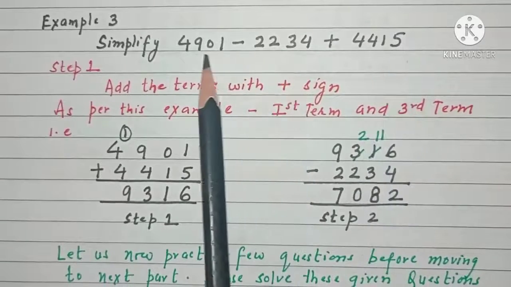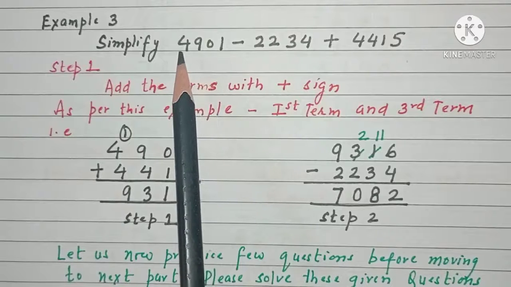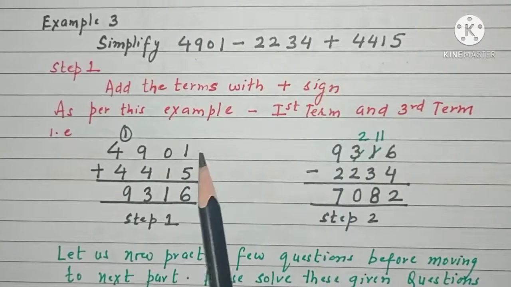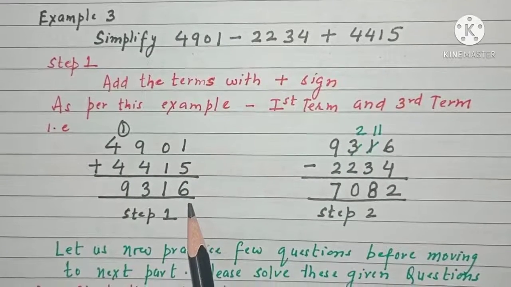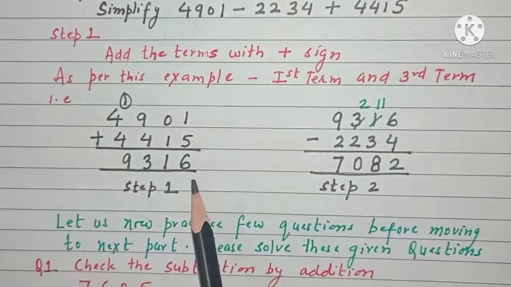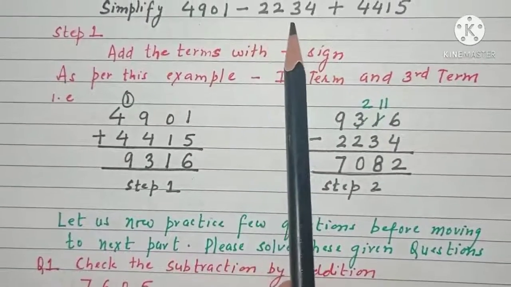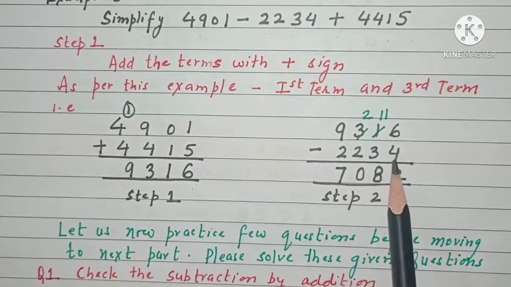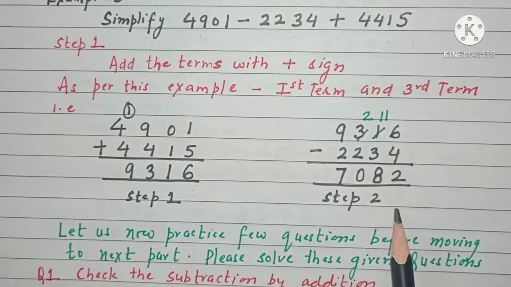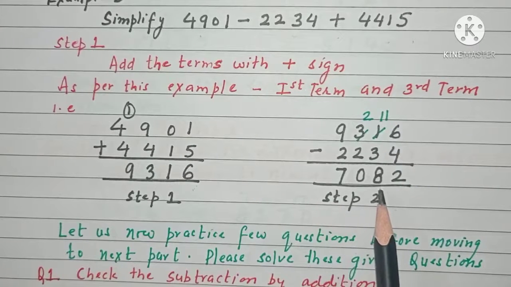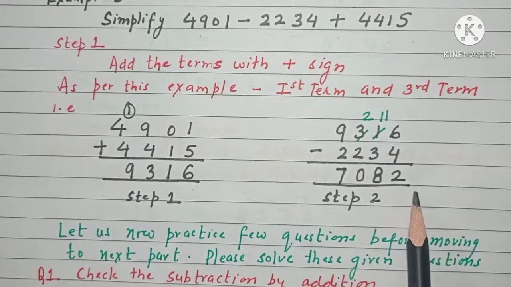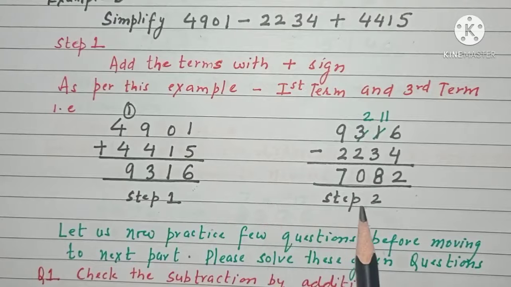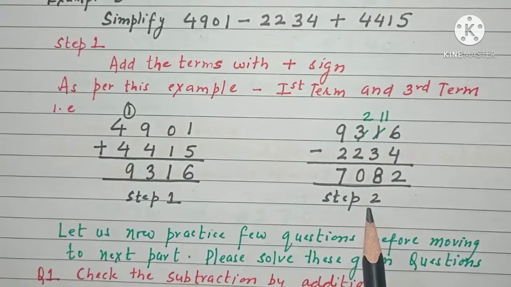Now children, see here, we are having the terms with plus sign as the first term and the third term, which is having a plus sign in front, and we will be adding these two terms in step 1, and then we'll be subtracting the term with minus sign in front of it from the sum. So 9316 minus 2234 has given you the answer as 7082. So this type of questions will be solved in two steps. Step 1 is the addition and step 2 is the subtraction.